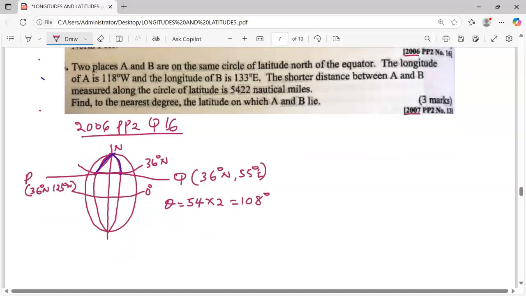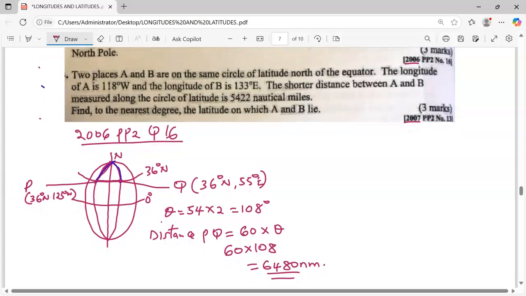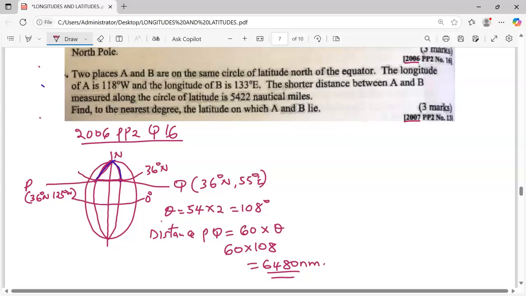For us to be able to find the distance in nautical miles between P and Q that lie on a great circle, distance is given by 60 multiplied by theta, where theta is our angle difference. In this case, we are going to take 60, we multiply by 108, and this one is going to give us 6480 nautical miles as the answer to KCSE 2006 paper 2 question number 16.